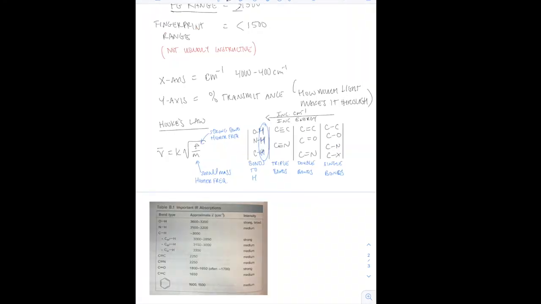Now this is more of a general chart right here on the top, but now we have very common charts. This is for important IR absorptions, just very general, right? And then we also have this one, which is more specific to the various functional groups. You can see that this region is broken down more specifically, not just general carbonyl groups, but esters, amides, aldehydes, etc. Okay, so let's go back up to this one real quick.